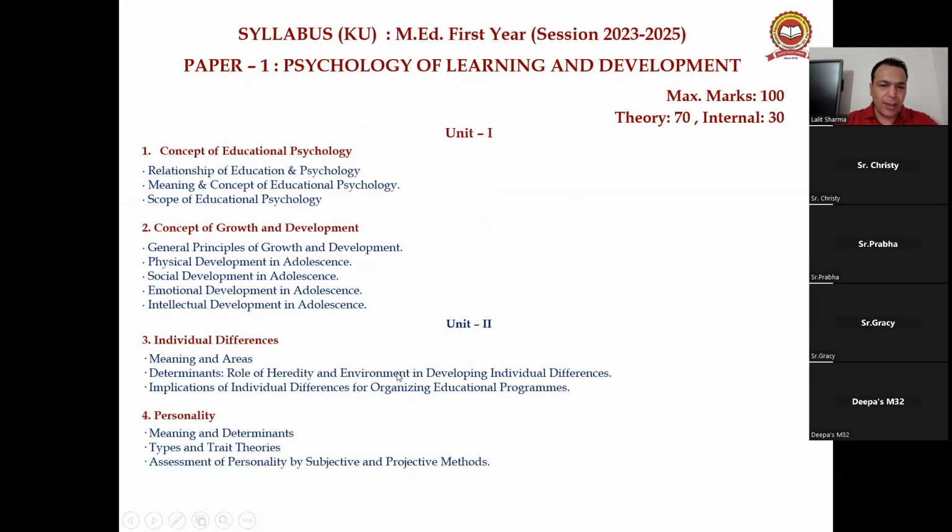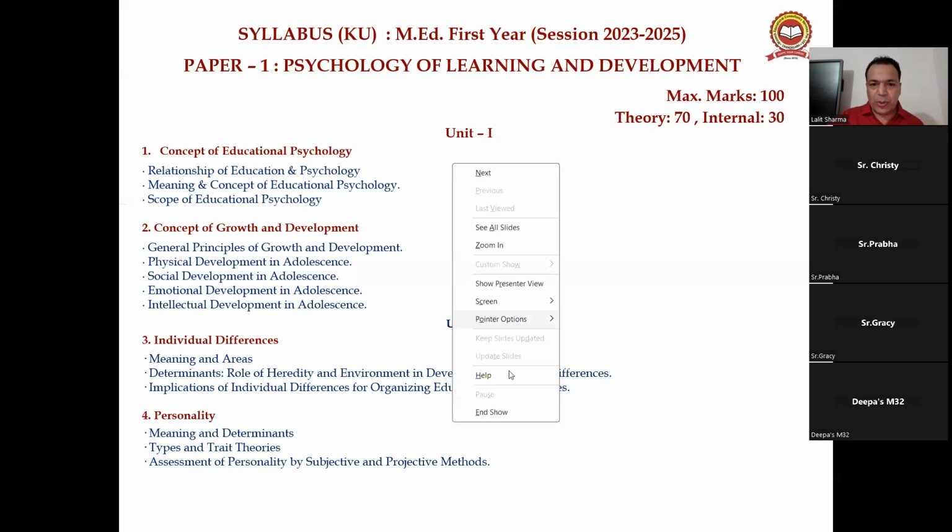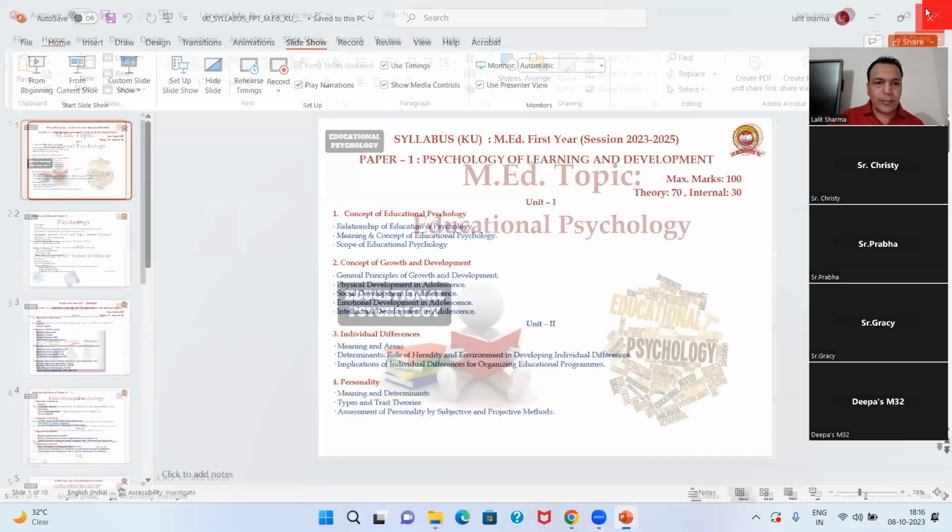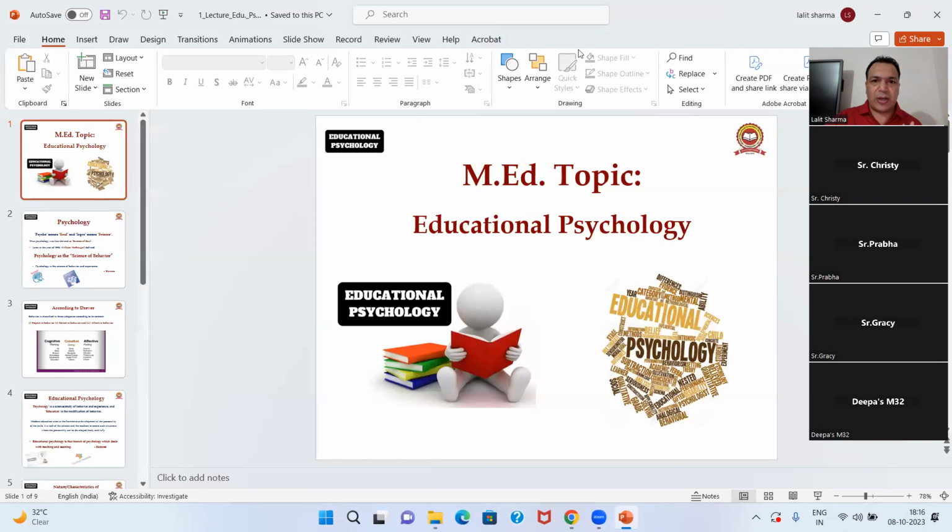Today, I will discuss Unit 1, the first chapter: relationship of education and psychology, meaning and concept of educational psychology, scope of educational psychology, and the second chapter: concept and growth of development, general principles of growth and development, physical development, social, emotional, intellectual development in adolescents. So from the first and second chapters, we'll discuss these topics. When we discuss a topic, I will mark it in red so that we know what we have covered. I'm going to close this PPT and start today's lecture, educational psychology.